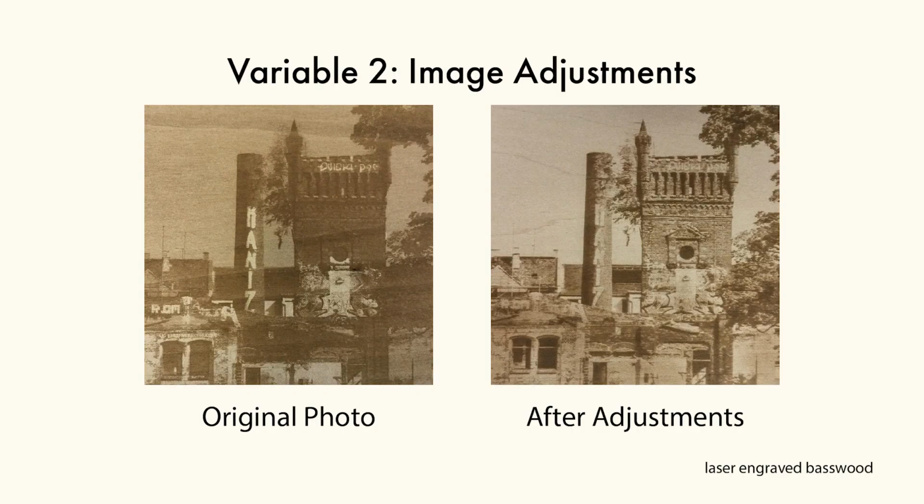Variable 2, adjusting the image in Photoshop. This step in the process is the one that takes the most practice because every photo is different. In the next module, I will not only walk you through the steps of adjusting the photo, but also talk about the thinking that goes behind the adjustments.